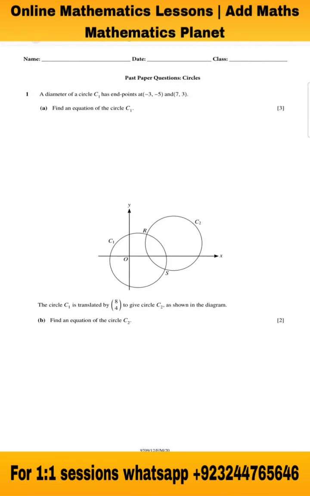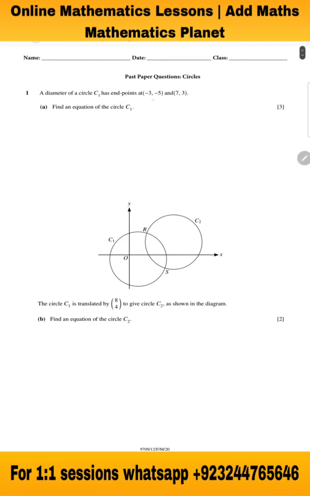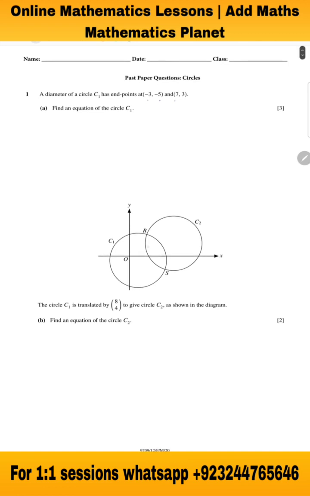So today we are going to start the past papers related to the circles. The diameter of a circle C1 has endpoints -3, -5 and 7, 3. This is the information that was given to us for the circle C1. Find the equation of the circle C1.